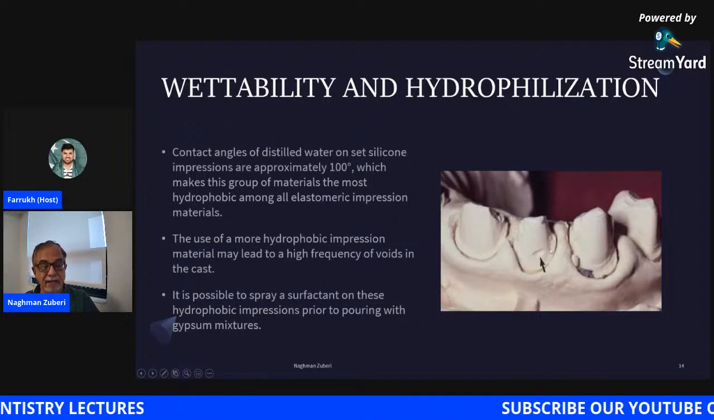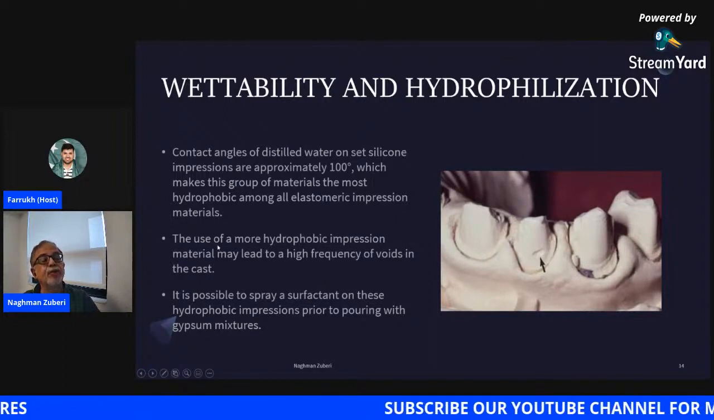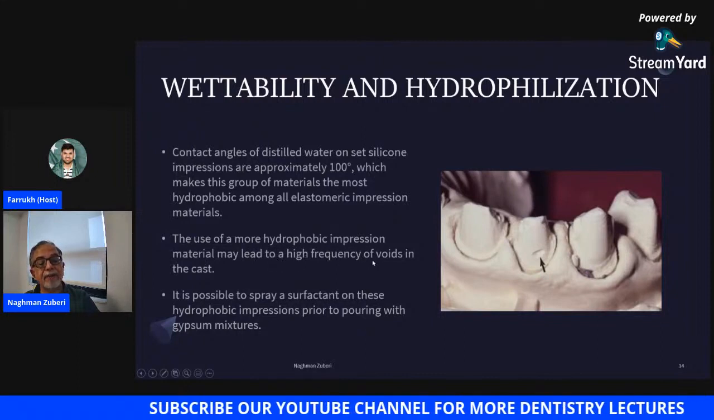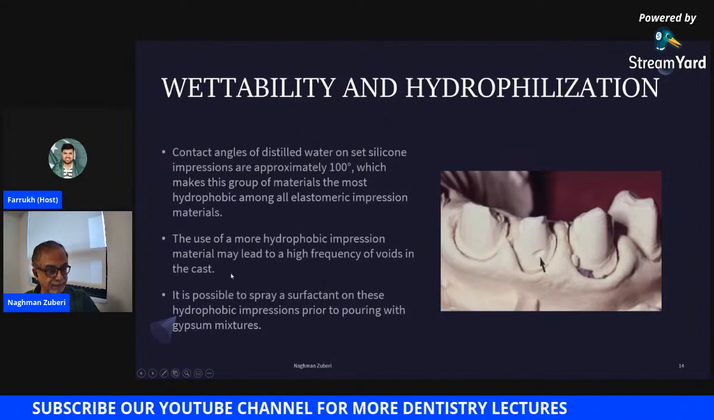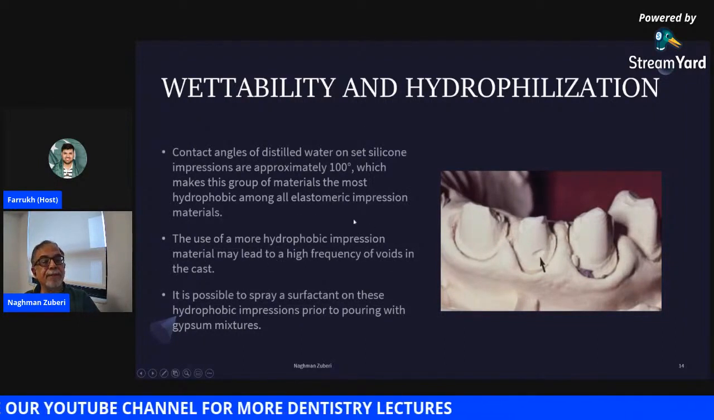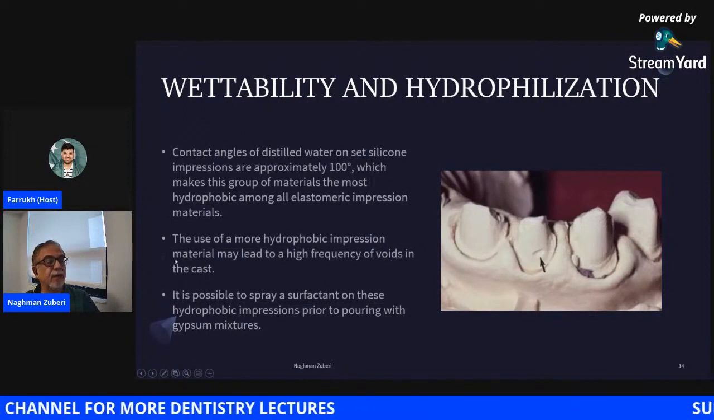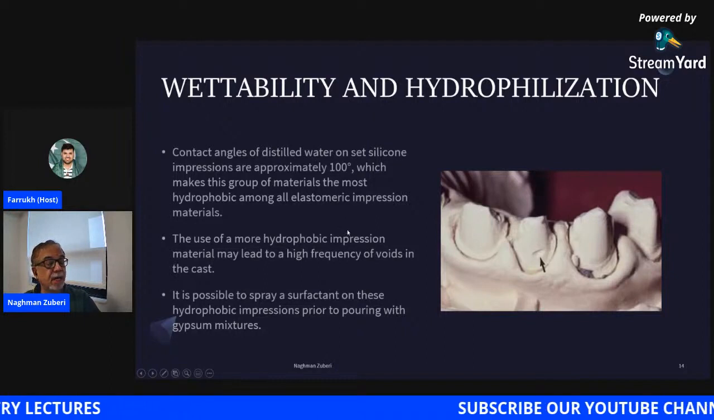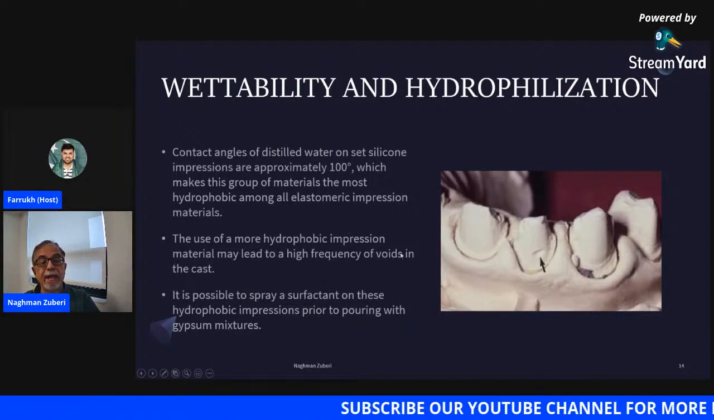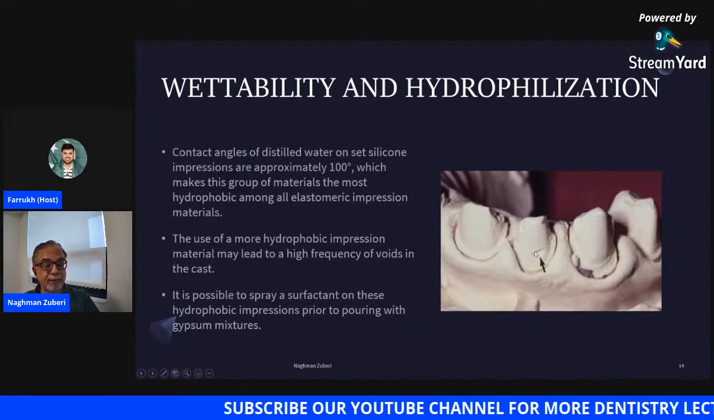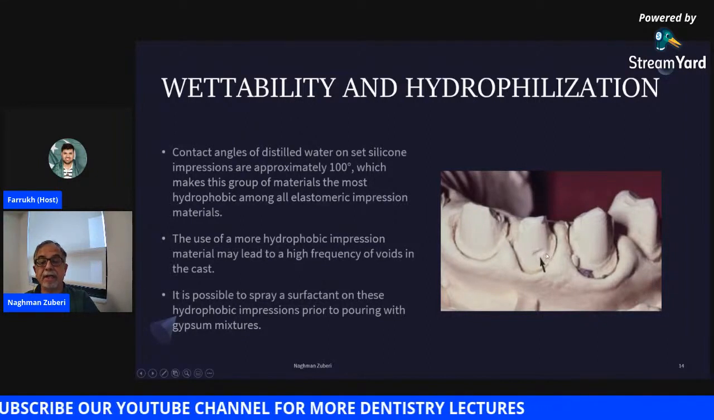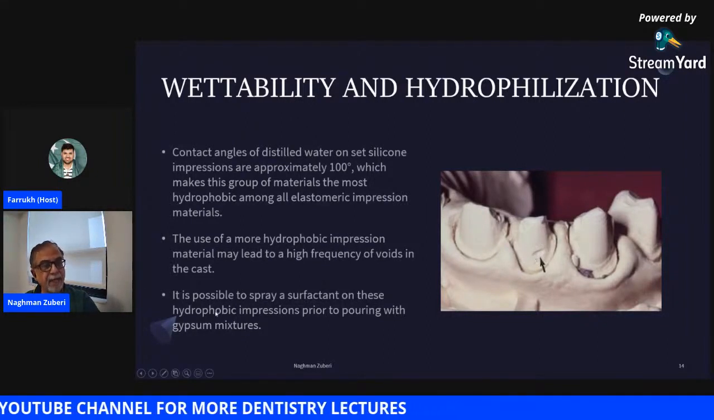are hydrophilized. The use of a more hydrophobic impression material may lead to a high frequency of voids in the cast. So silicone impression materials, if they are not treated properly or if great caution is not exercised during pouring the impression, chances of having voids are very high.